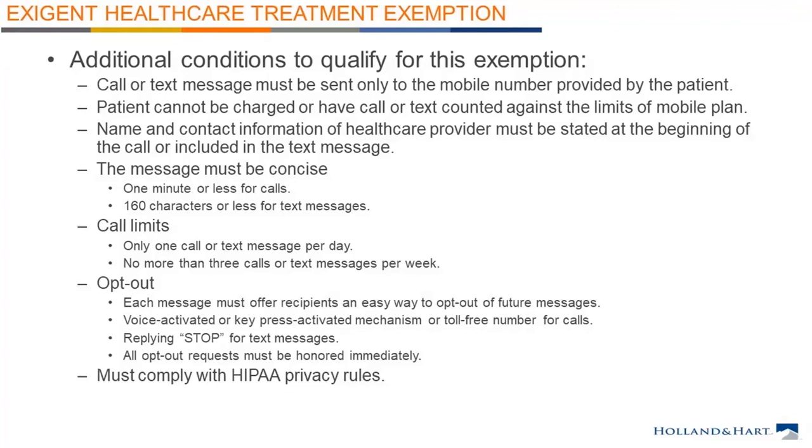This last aspect, the opt-out aspect, is also an important one. Each message, to be eligible for the exemption, must offer recipients an easy way to opt out of receiving future messages. This can take the form of a voice-activated or key press-activated mechanism or some toll-free number for those messages which are calls. And for text messages, replying stop or quit, providing that option in the opt-out mechanisms.